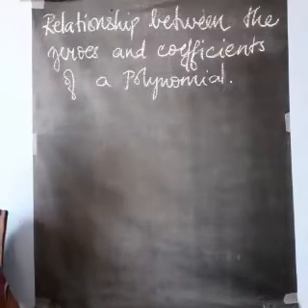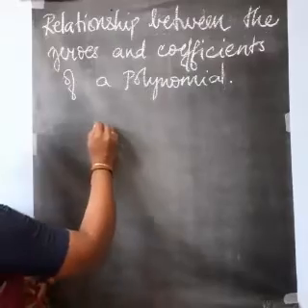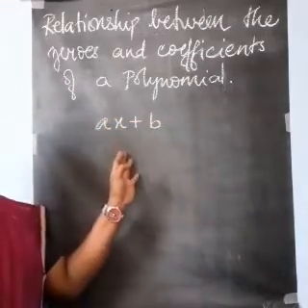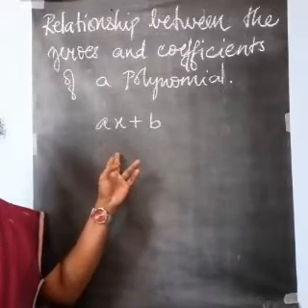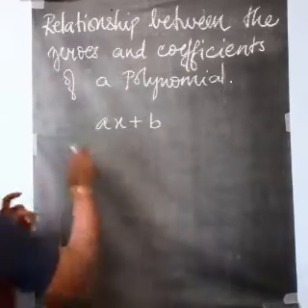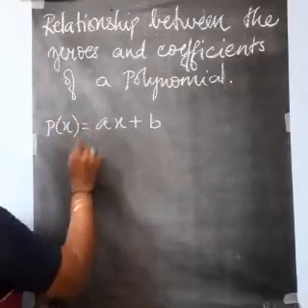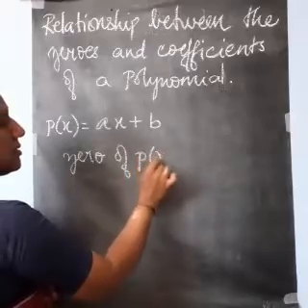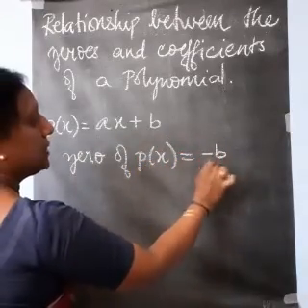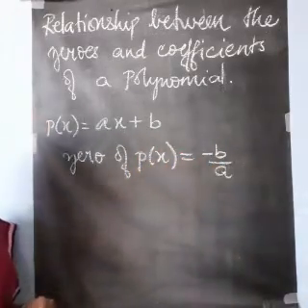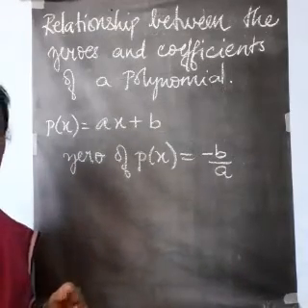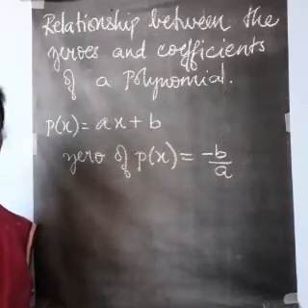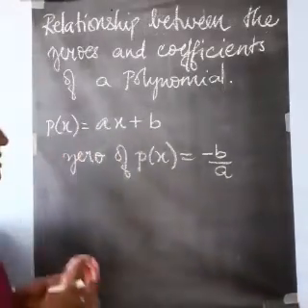Now if you take a linear polynomial, say ax plus b, this is a linear polynomial. We find that the zero of this polynomial, if this is equal to p of x, then the zero of p of x is equal to minus b by a. This we already learned in class 9 and we recapped in the last class. Now, in case of a quadratic polynomial, what happens? That is what we are going to see today.